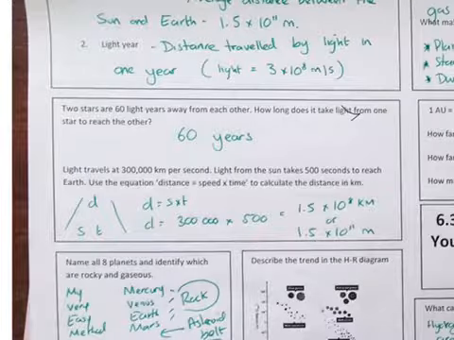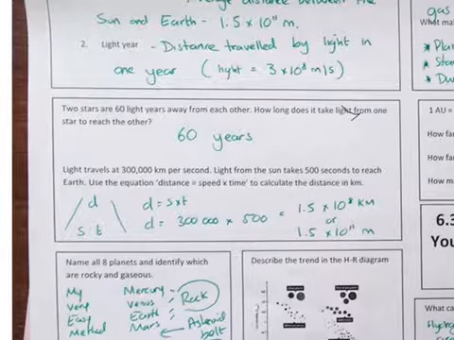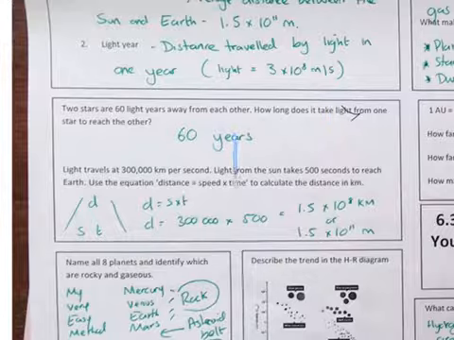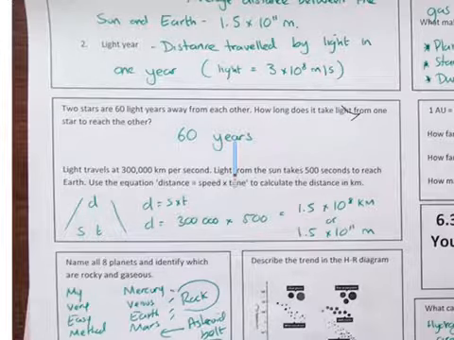And then we'll come to the next box down. Oops, I accidentally drew on that then. But it says there, two stars are 60 light years away from each other. So how long does it take light from one star to reach the other? Well, it's going to be 60 years. That's how long it would take. This is 60 light years.